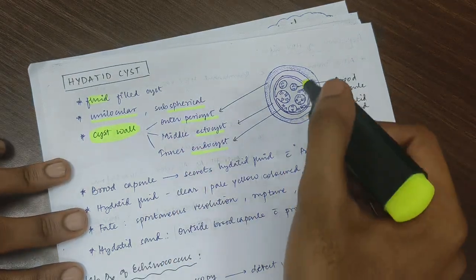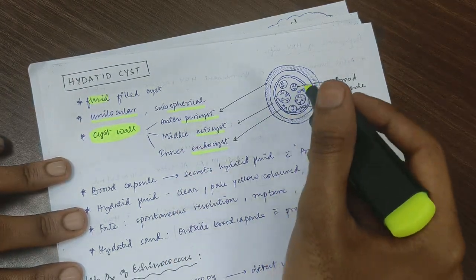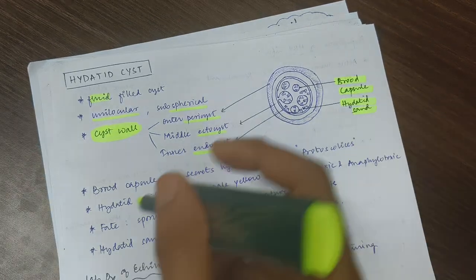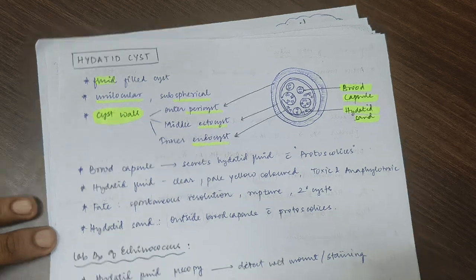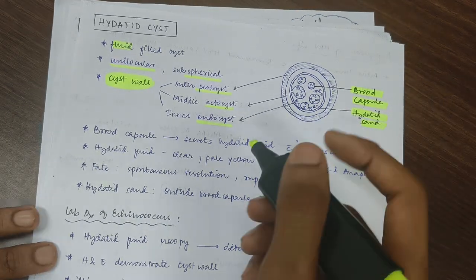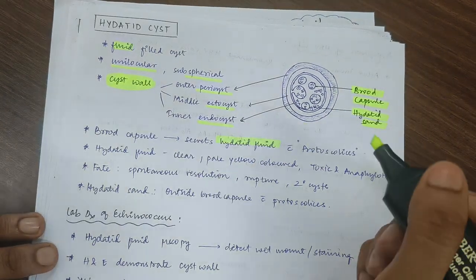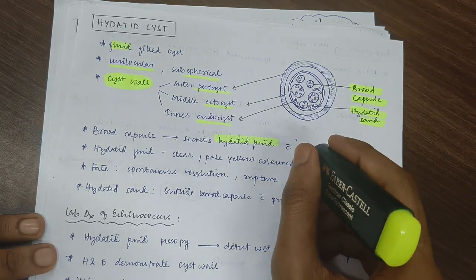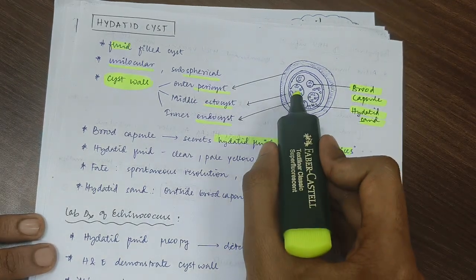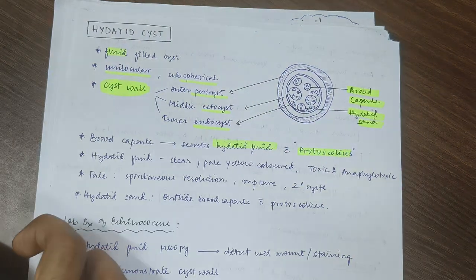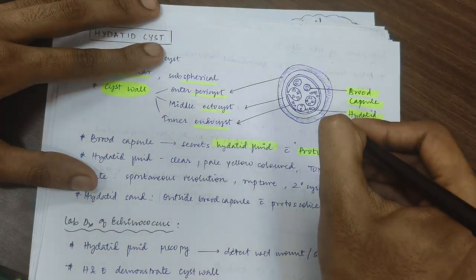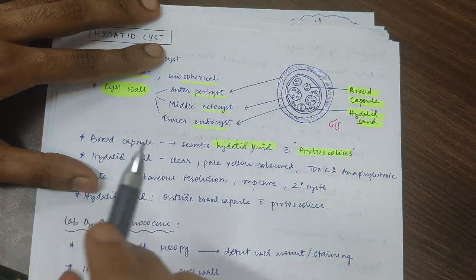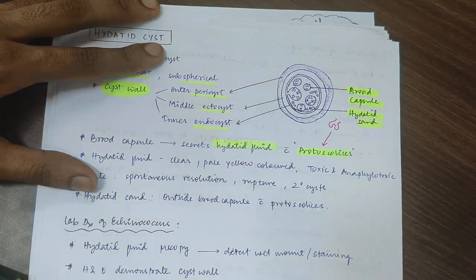We are going to draw the inner endocyst. Inside that you are going to see brood capsules and hydatid sand. What is a brood capsule? There are some complexes inside the endocyst. They are going to produce the hydatid fluid, and they also contain protoscolices. These heads which you are going to see here, what I have drawn in this shape, that particular shaped things are called protoscolices.